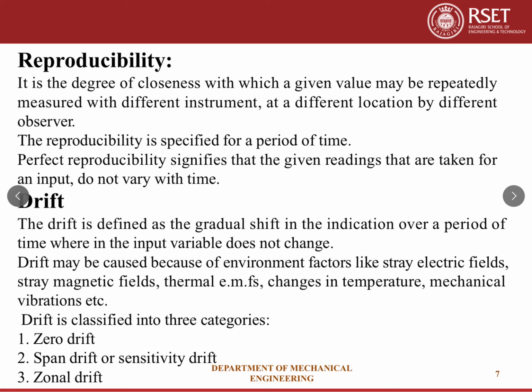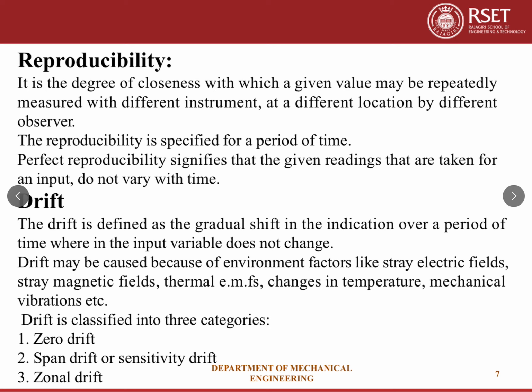Next is an important term, that is drift. Drift is defined as a gradual shift in the indication over a period of time wherein the input variable does not change. Or it can also be defined as undesirable departure of the instrument output over a period of time. So over a period of time, the instrument output is varying. That is drift.